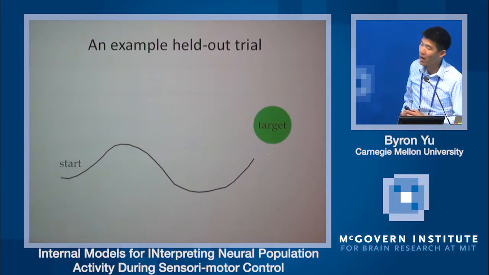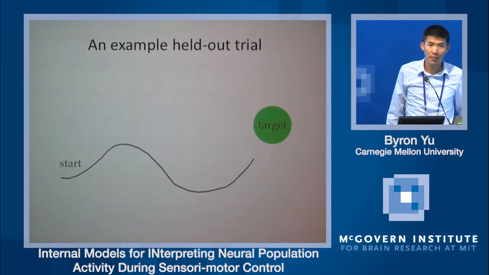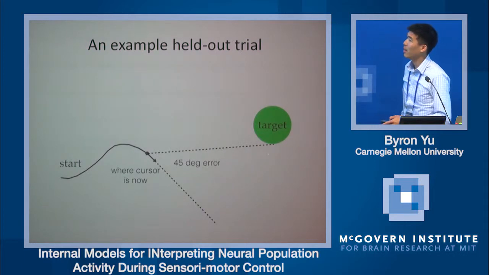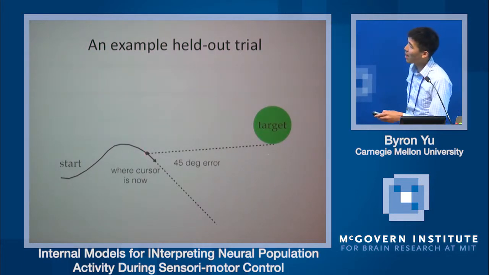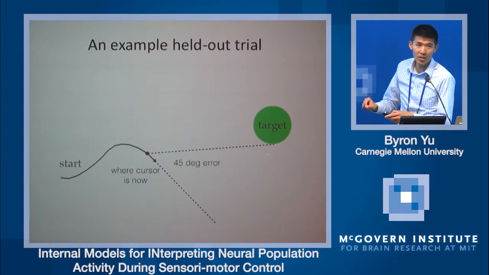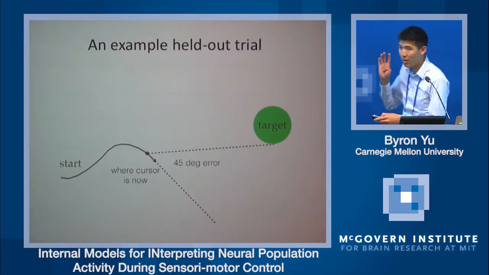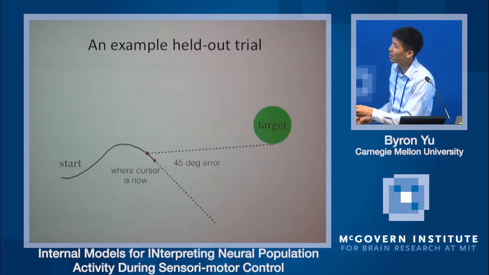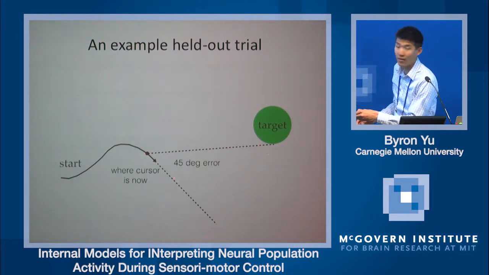So here is an example held-out trial. Here the target is here, and the cursor was moving along this trajectory. Let's just look at this time point right here. This is where the cursor is now. Remember that at this moment in time, the animal doesn't know that the cursor is actually here. The neural command that the animal sends at this time point sends the cursor in this downwards direction, and that's a 45-degree error because it misses the target by 45 degrees.